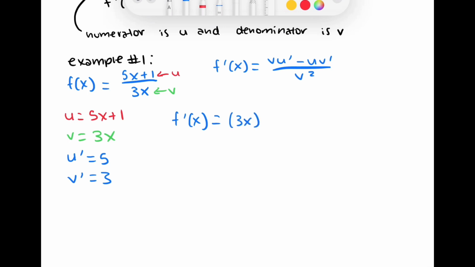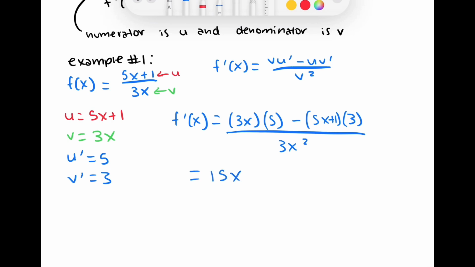So now that we have that, we're going to plug in. It's going to be 3x times 5 minus 5x plus 1 times 3. And then that's going to be all over 3x squared. And so now we are going to just multiply, which is 15x, and then 3 times 5x, which is minus 15x, minus 3. Let me make sure. Yeah, that's minus 3. And then that's all going to be over 3x squared.